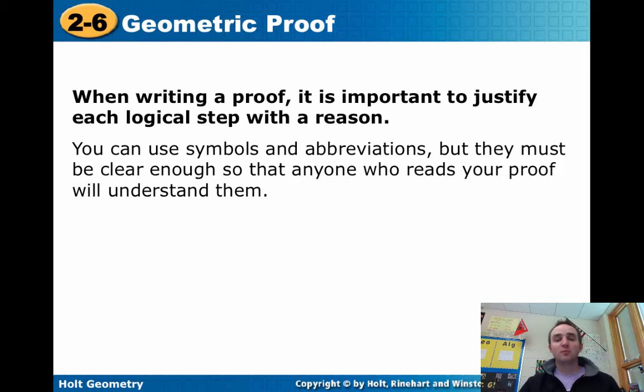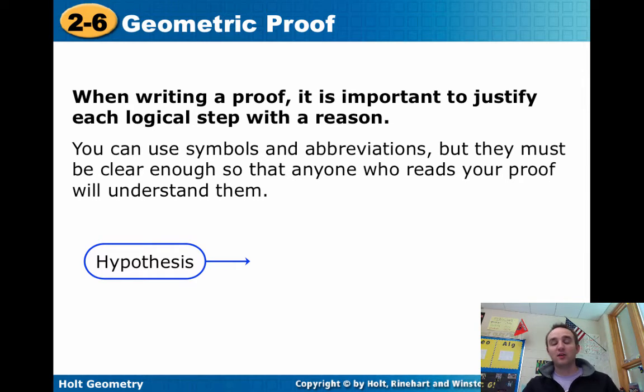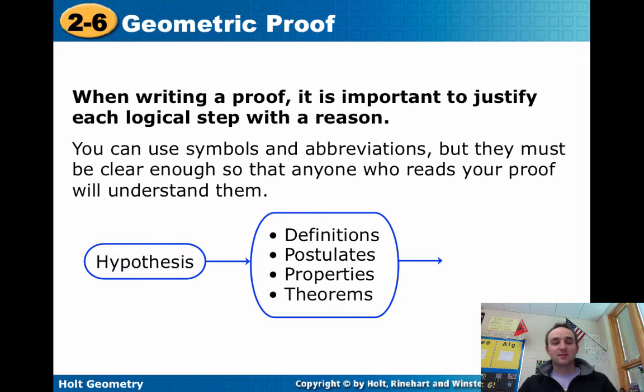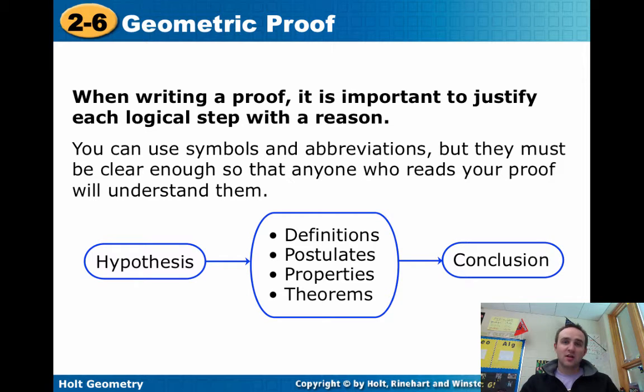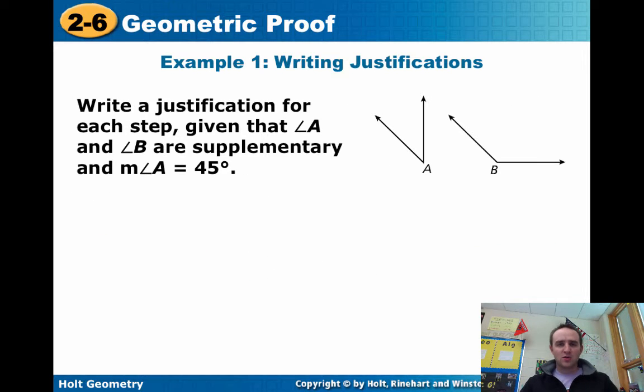When writing a proof, it's important to justify each step. So we have to say why each step is true. You can use symbols and abbreviations. They have to be clear enough so that anybody can understand them. So you can abbreviate, that's fine, just make sure we can all understand it. So you start with your hypothesis, and like I said, definitions, postulates, properties, theorems, those are what you're going to use to be able to then say your conclusion. It's kind of like showing your work during an algebra problem, but instead we're justifying our thinking as we go along. So we're writing a justification for each step.